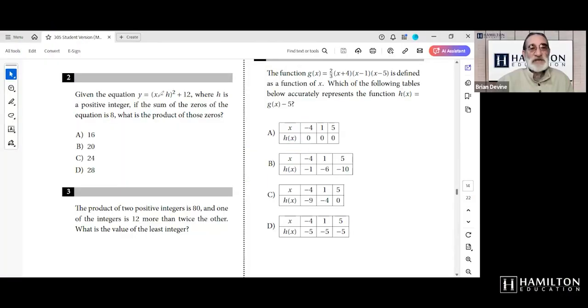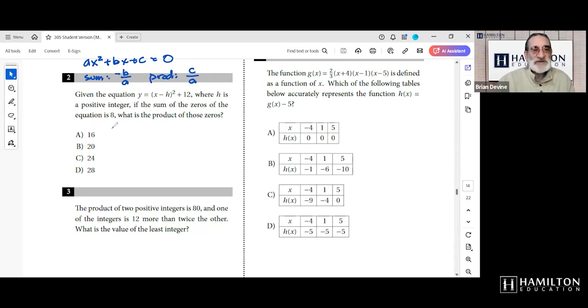Question 2. Given the equation y equals the quantity x minus h squared plus 12, where h is a positive integer, if the sum of the zeros of the equation is 8, what is the product of those zeros? Well, remember this fact. Given ax squared plus bx plus c equals 0, then the sum of the roots is going to be found as negative b over a. And the product of the roots is going to be found as c over a.